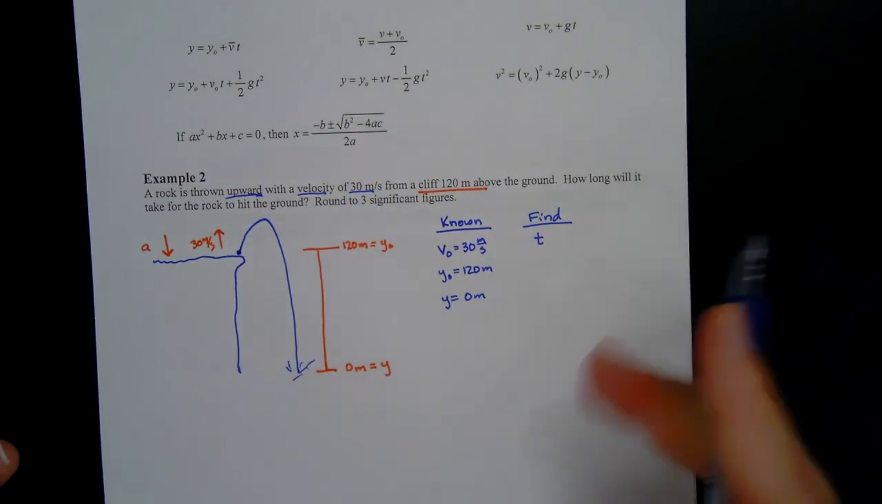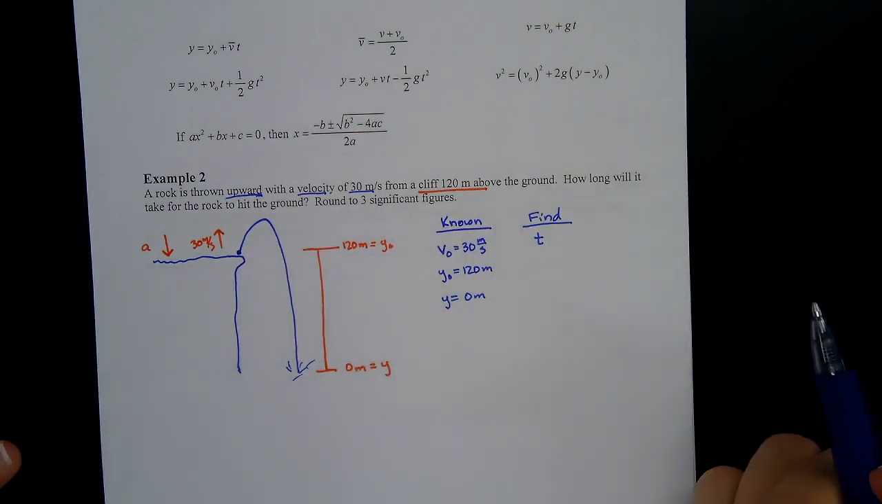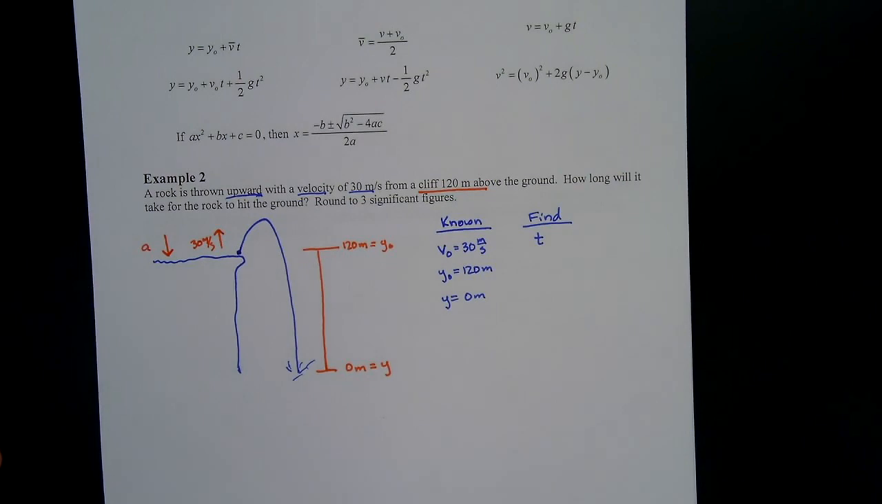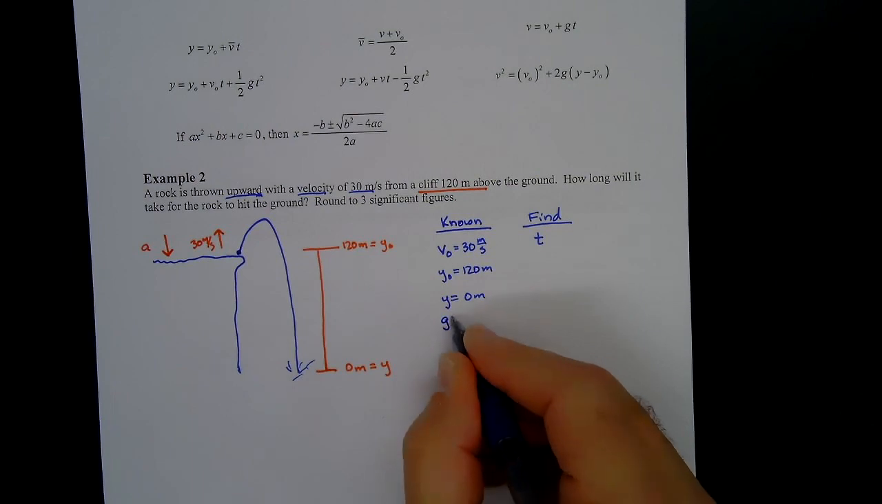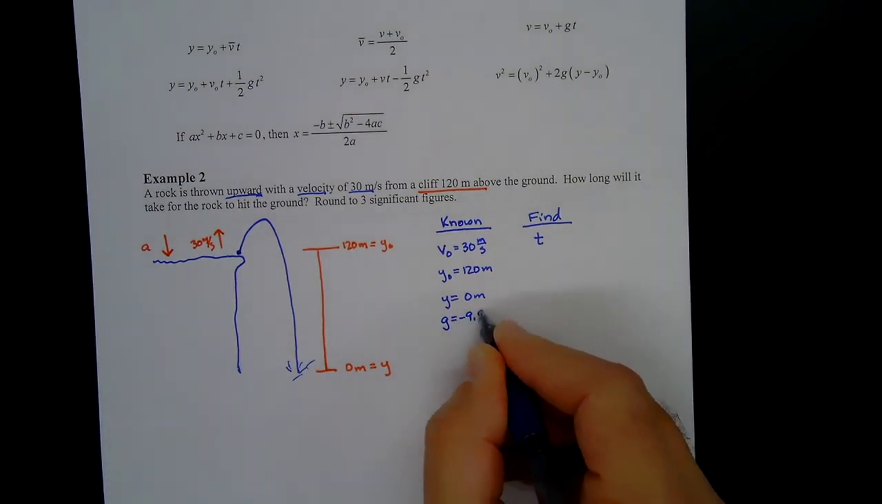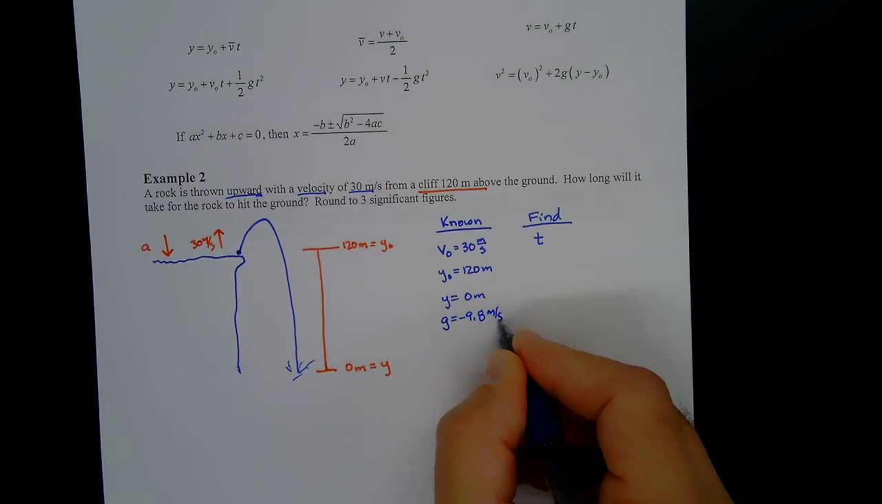And one other piece that's not mentioned in this, but we always know it because anything that leaves the ground, gravity starts taking a hold of it. And so we have acceleration due to gravity. So I also have g, and that's negative 9.8 meters per second squared.